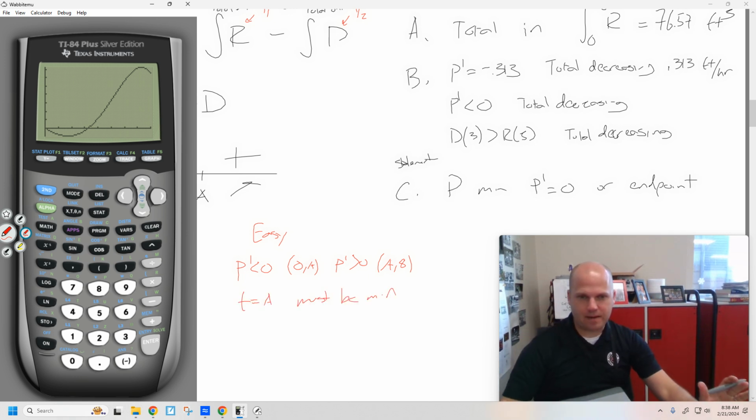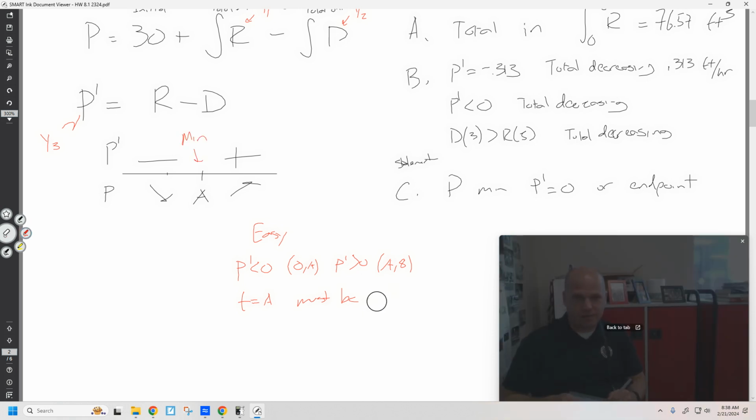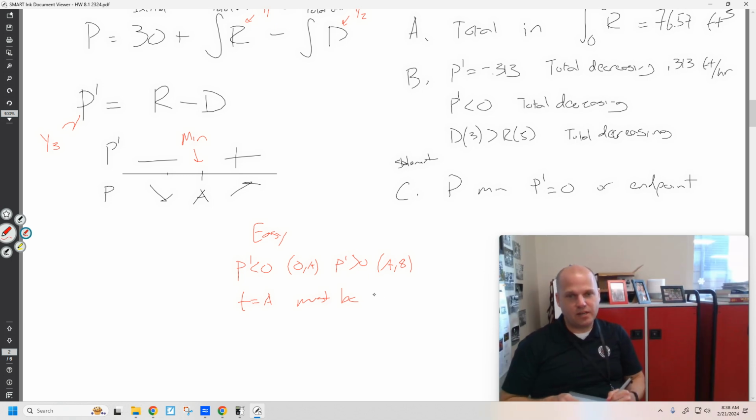You don't have to check endpoints. You only have one candidate. This has to be the min. I didn't even find it, and I know it has to be the min. I don't even know what the value is yet, but I know it has to be the min.